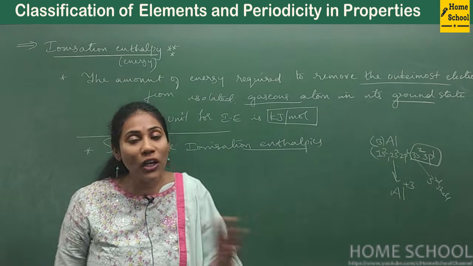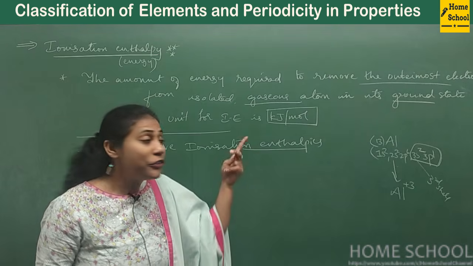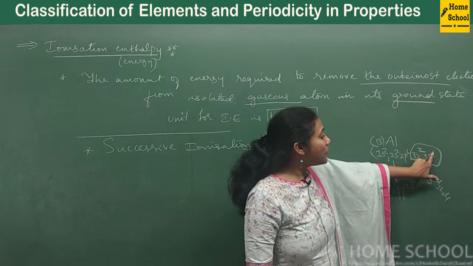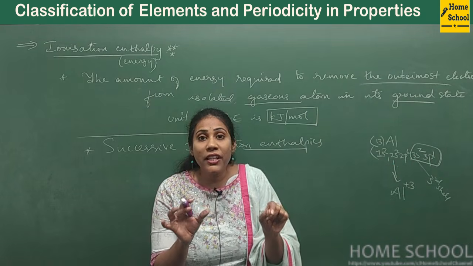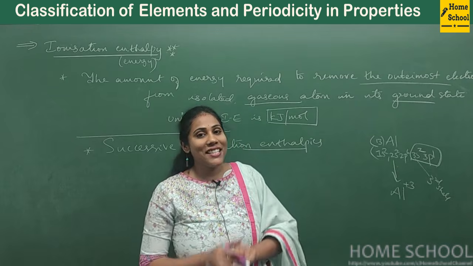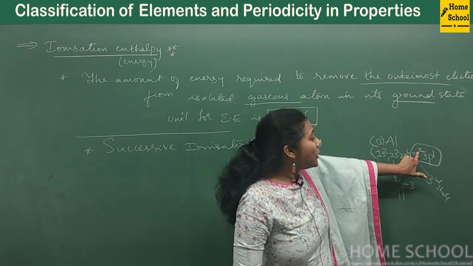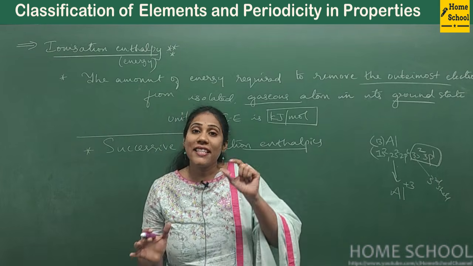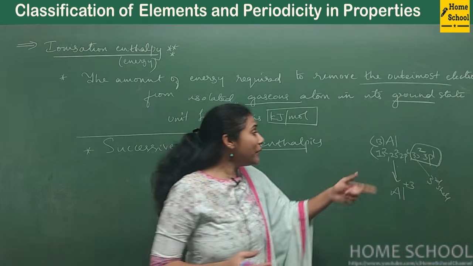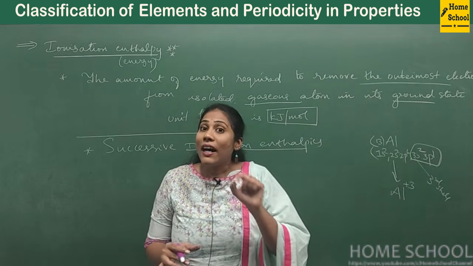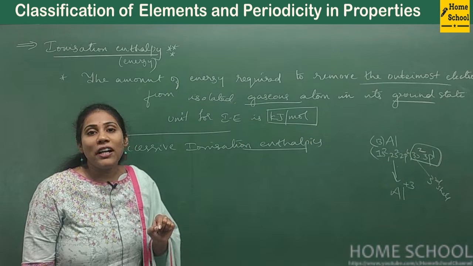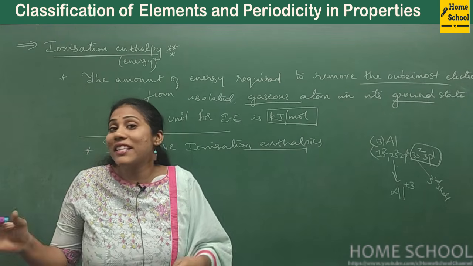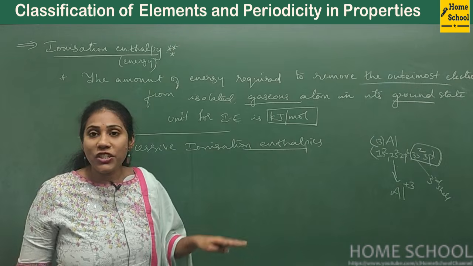No, you can't remove all the 3 electrons at a time. You have to remove electrons one by one. To remove the first outermost electron, you require some energy which we call the first ionization energy. To remove the second outermost electron, you require again some energy and we call it the second ionization enthalpy. And to remove the third outermost electron, again we require energy which we call the third ionization energy. So these ionization energies are called successive ionization enthalpies.